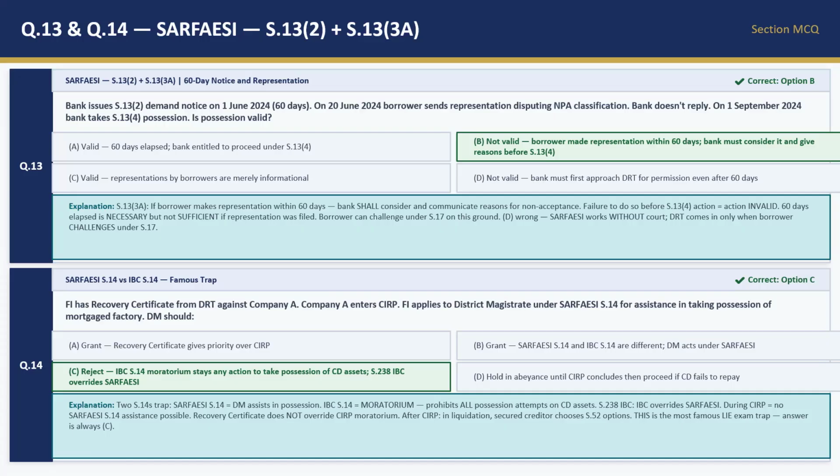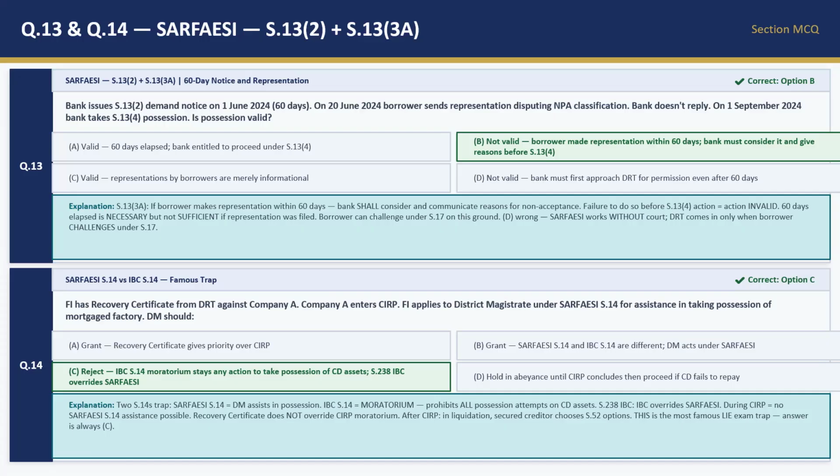Now, SARFAESI versus IBC. A financial institution has a recovery certificate from the DRT against company A. Company A enters CIRP. Now the financial institution applies to the district magistrate under SARFAESI Act section 14 for assistance in taking possession of the mortgaged factory. Now what should the DM do?